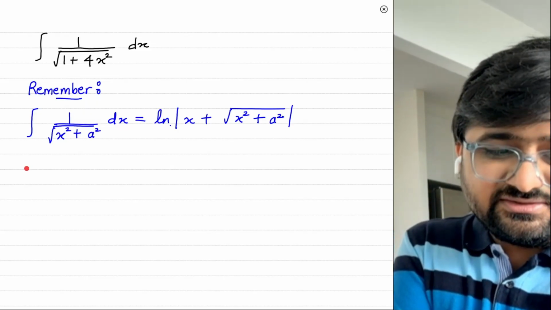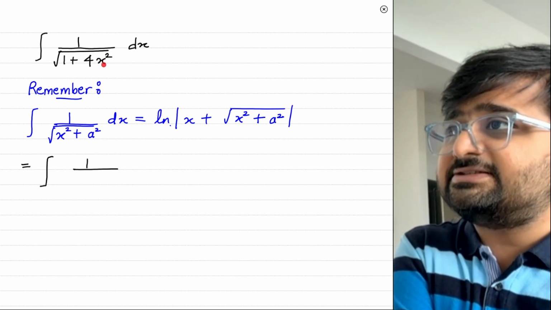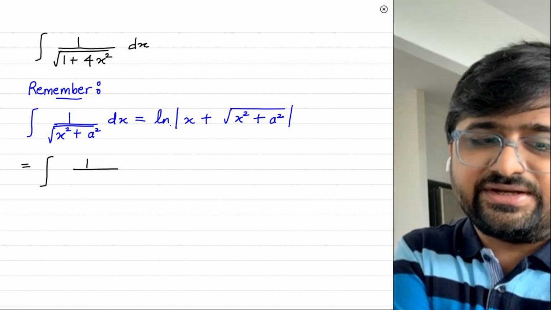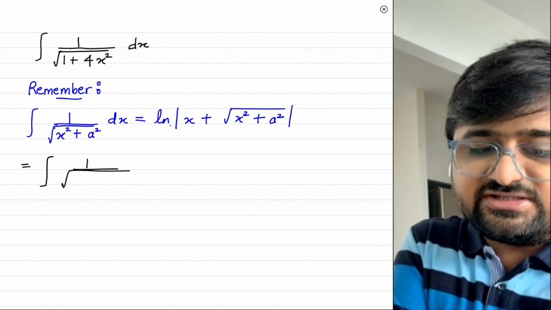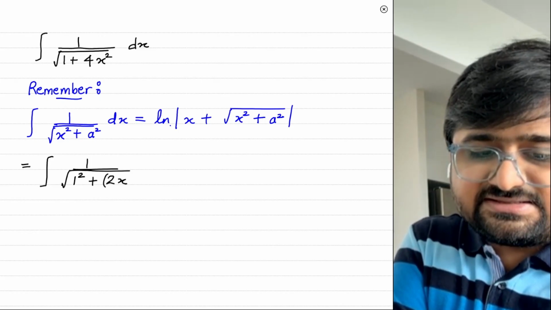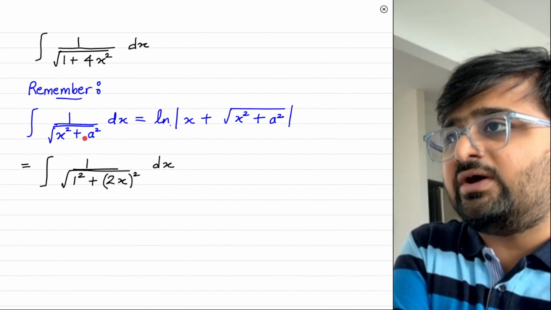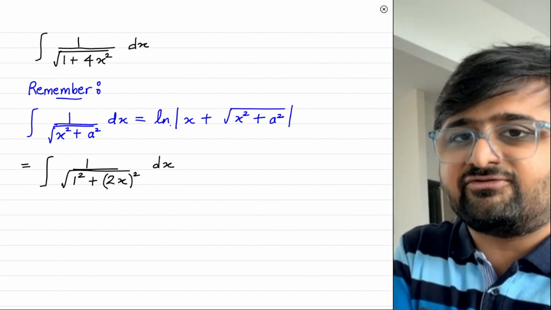In order to integrate this, you'll have to simplify it a little bit. So you can write 4x squared as 2x the whole squared, and that 1 can be just written as 1 squared. So you can write it as 1 squared plus 2x the whole squared, with respect to x. Now it is in the form that you are interested in, in order to apply that formula.